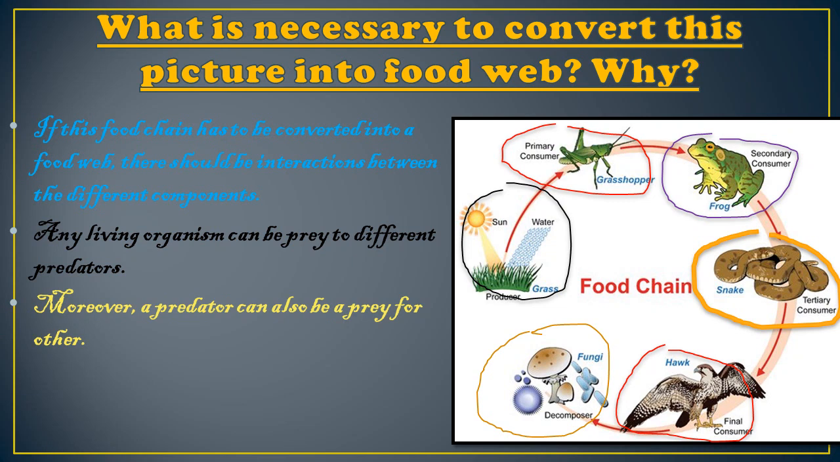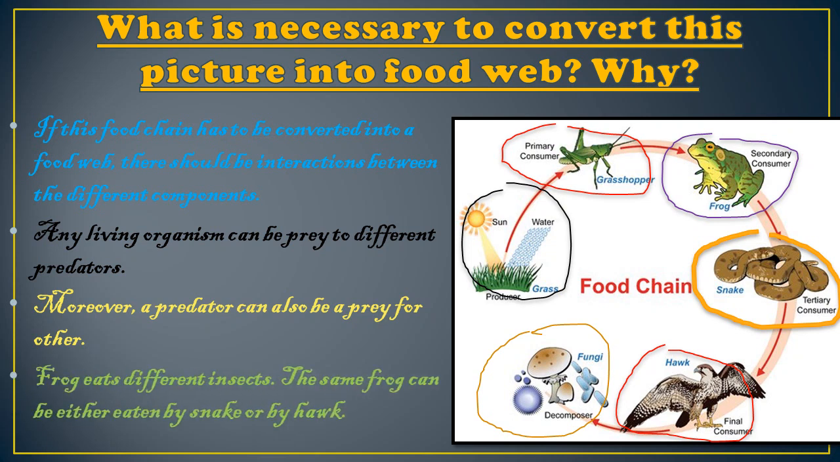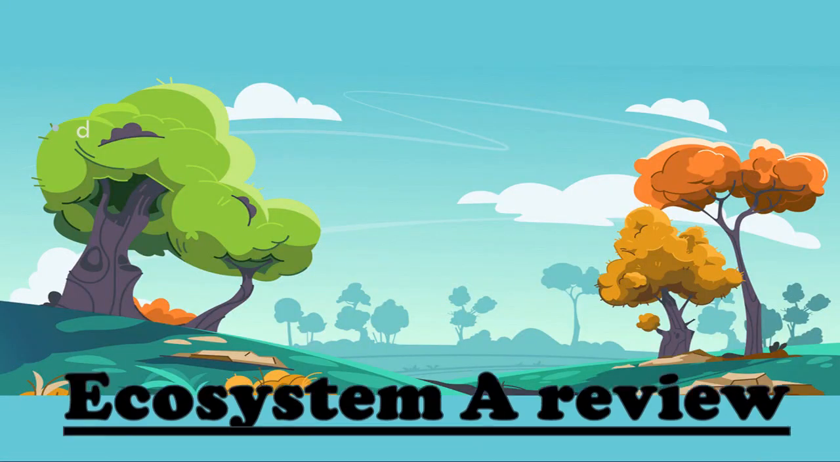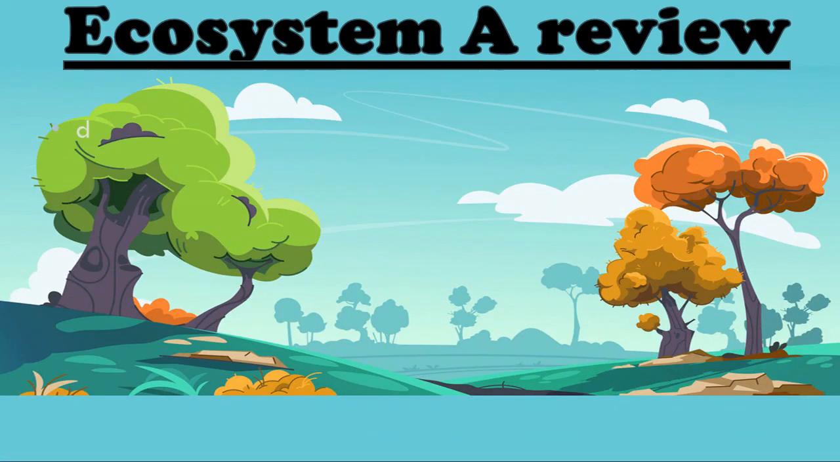As we have seen in the second point, any living organism can be prey to different types of predators. Moreover, a predator can also be prey for another organism or another type of consumer. The frog eats different insects, and the same frog can be eaten either by a snake or by a hawk. This is how the prey and predator relationship is shown, in order to convert the food chain into a food web.